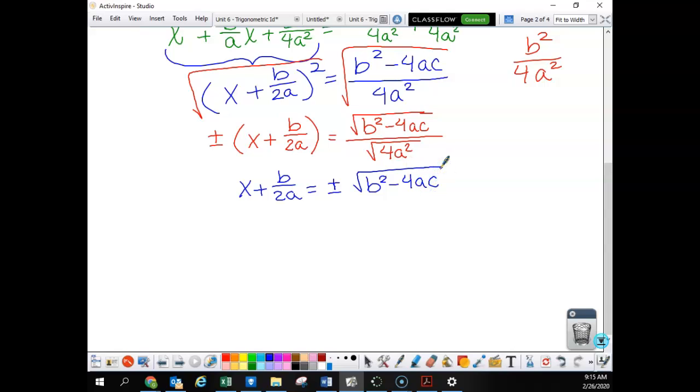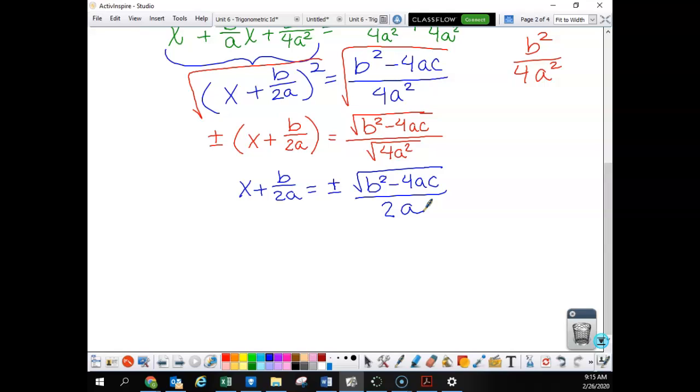But the square root of 4a squared is what? It's just 2a, right? Because you take the square root of both. The square root of 4 is 2, and the square root of a squared is a. Does that make sense? Yeah?